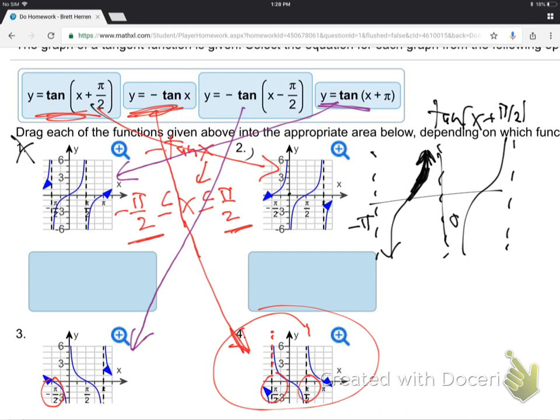And then how we knew which is which is this one had just a normal x inside, so there was no shifting of the dotted lines. They were negative pi over 2 and pi over 2 like the normal original tangent. So the second equation goes with the fourth graph, therefore. All right, let's try some more.